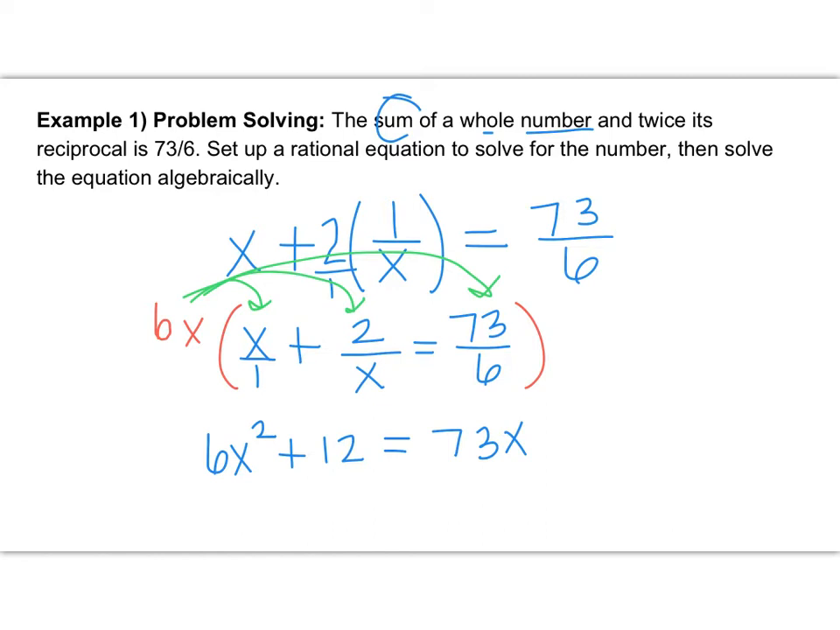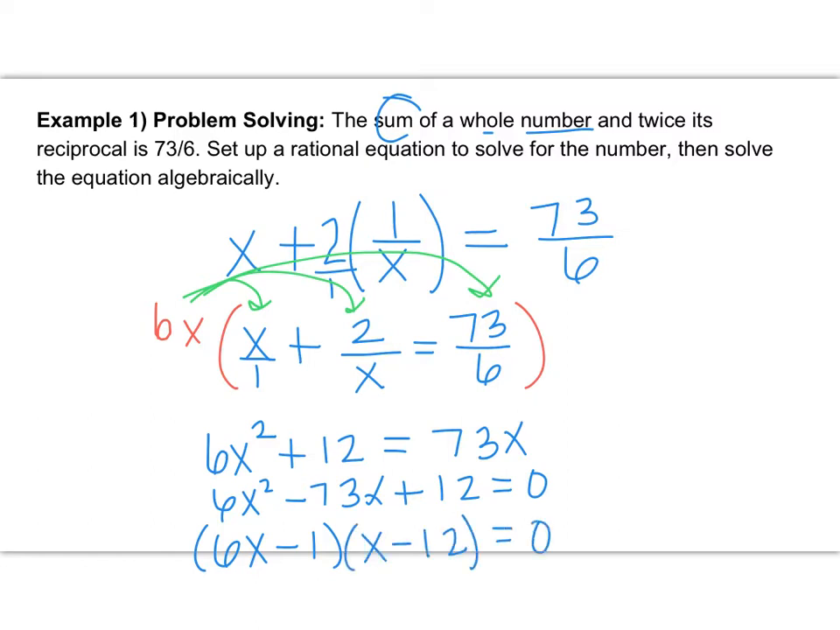So as I would do with any other quadratic, I'm going to get 0 on one side. I'm going to put my equation in standard form. Then I'll factor this. So you could use the AC method to factor this. You could use some guess and check. What we end up getting here are 2 options for x. From the first factor, it tells me 1/6, and from the second, it tells me 12.